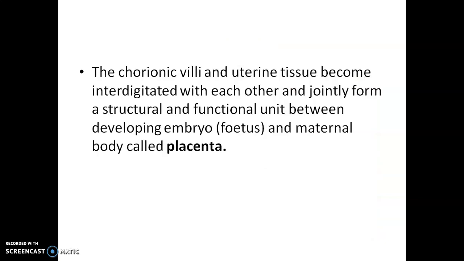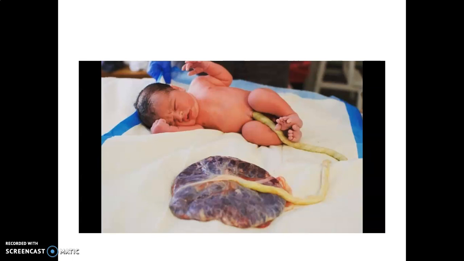Then these chorionic villi and uterine tissue become interdigitated with each other and jointly form a structural and functional unit between the developing embryo, that is fetus, and the maternal body called placenta. So children, you can expect a question from this area either in 1 mark section or the question will ask to write the functions of placenta. So this is the diagram of placenta.